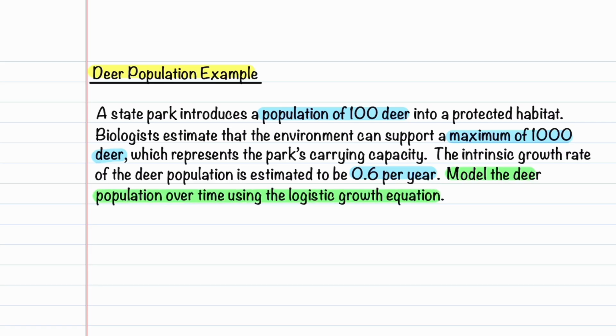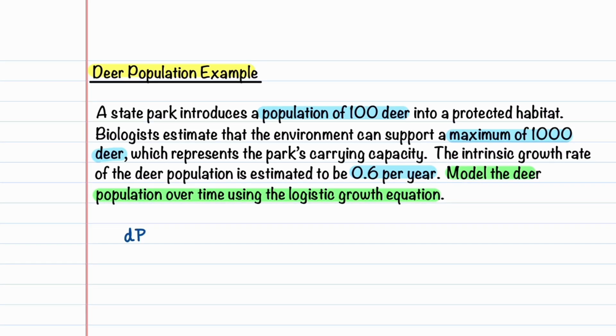Let's start by writing down that equation. That equation is dP/dt, where P is our population, is equal to r times P. r is our intrinsic growth rate. And we're going to multiply this by 1 minus P divided by K, where K is the carrying capacity.